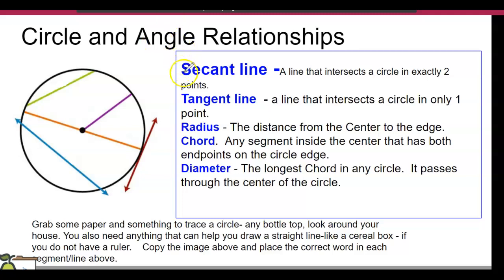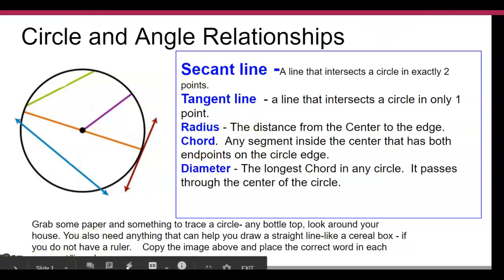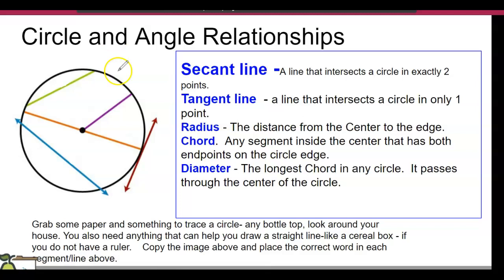Okay, go ahead and look at these vocabulary words and fill them in your circle. Okay, the only two new words were this one, secant line. A secant line is a line that intersects a circle in exactly 2 points. So that would be this blue line right here, because it intersects the circle here and here. Secant, like second, hits the circle 2 times. So here and here. It goes in and out.